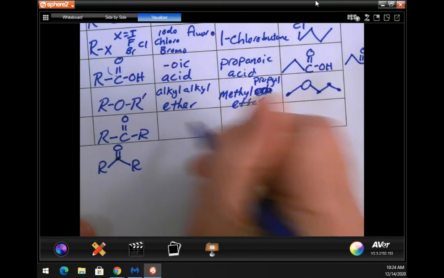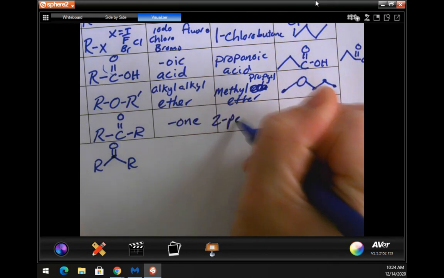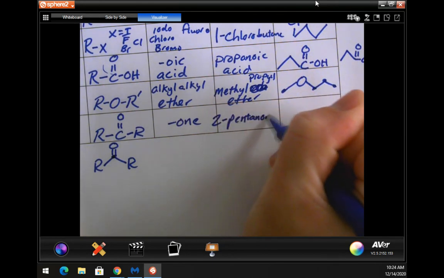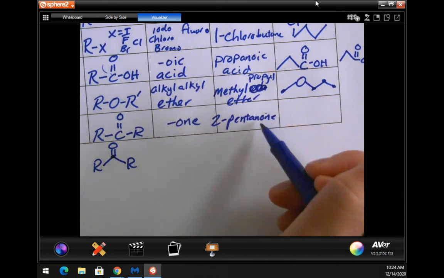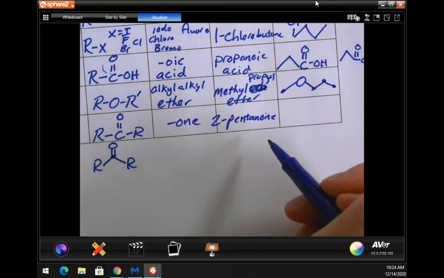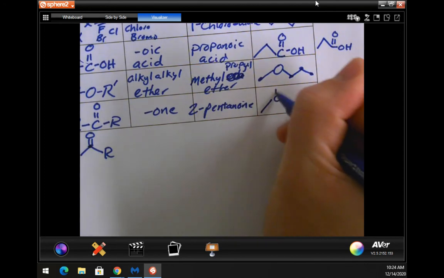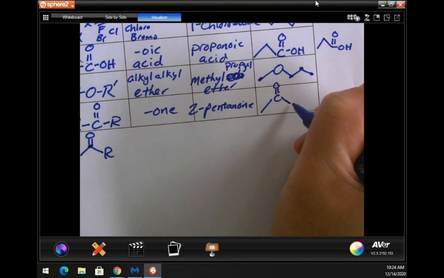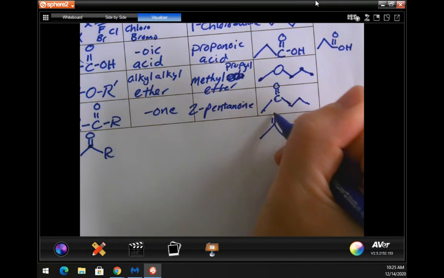And it always ends in -one. So like 2-pentanone. Pentanone. It's pentane with -one on the end of it. 2-pentanone. And then, if you want to draw it out, if you want to use the C here, you can. So 1, 2, 3, 4, 5, or you could just do it like this, and then just put your double bonded O right there on the second one.